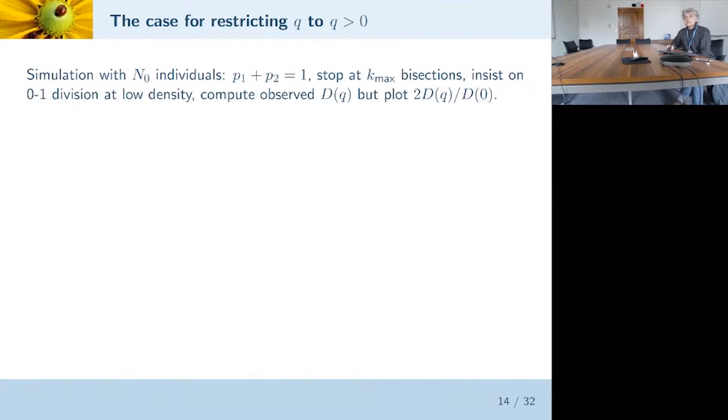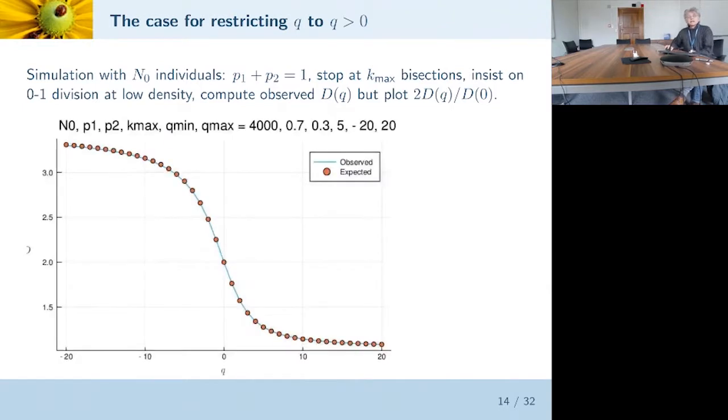And that means that your density starts having an actual fractal dimension, but in order to compare it with the theoretical values of MFP1, P2, I want the D naught value of the observed dQ to be equal to 2, which is achieved by doing this, and you rescale all of them in this way. And then you can compare the two curves. And here's a good fit.